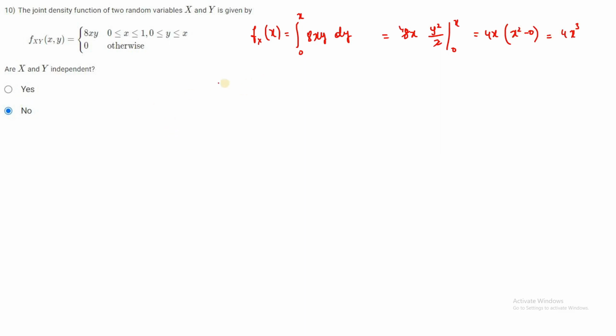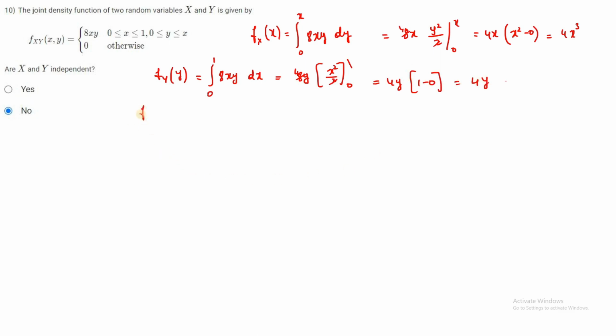Right. So now the marginal of y, fy of y, is nothing but integral with respect to x. The limits of x are 0 to 1, of 8xy dx. That is nothing but 8y outside. We'll have x square by 2, limits are 0 to 1, so we have 4y into 1 minus 0. That is nothing but 4y.